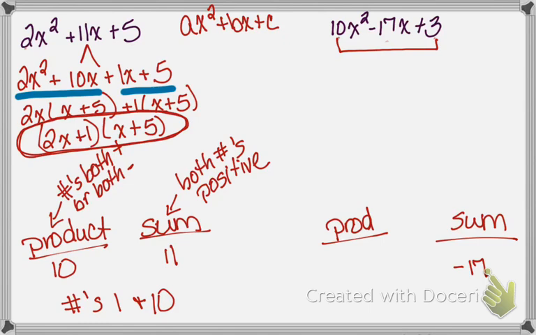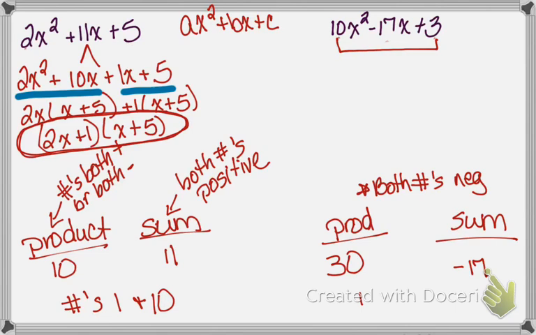So what is 10 times 3? 30. Okay? So I have a positive product. Positive product. That means both numbers are positive or both numbers are negative. I have a negative sum. So what does that tell me? Okay, they're both positive or both negative because I have a positive product. So since my sum is negative, what does that tell you? They're both negative. Okay, so both of my numbers are negative.